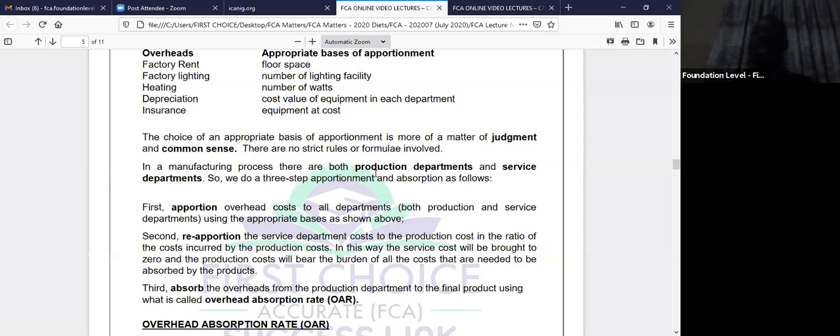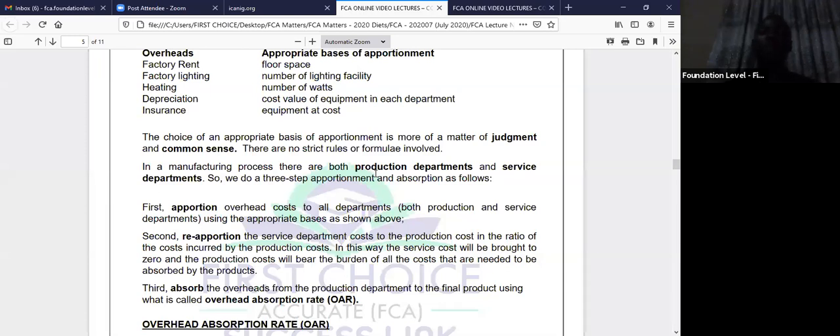You are reapportioning the service department that has no business with the product. So the service department has not incurred costs from production which you want to transfer to the products. There is no way the service department can be linked to the products. So you link the service department cost and push it into production cost. You reallocate the service department cost and close it into the production departments using the ratio of the total cost incurred by all departments. After you've made the service department cost zero, it means the production departments will now have increased costs allocated to them.